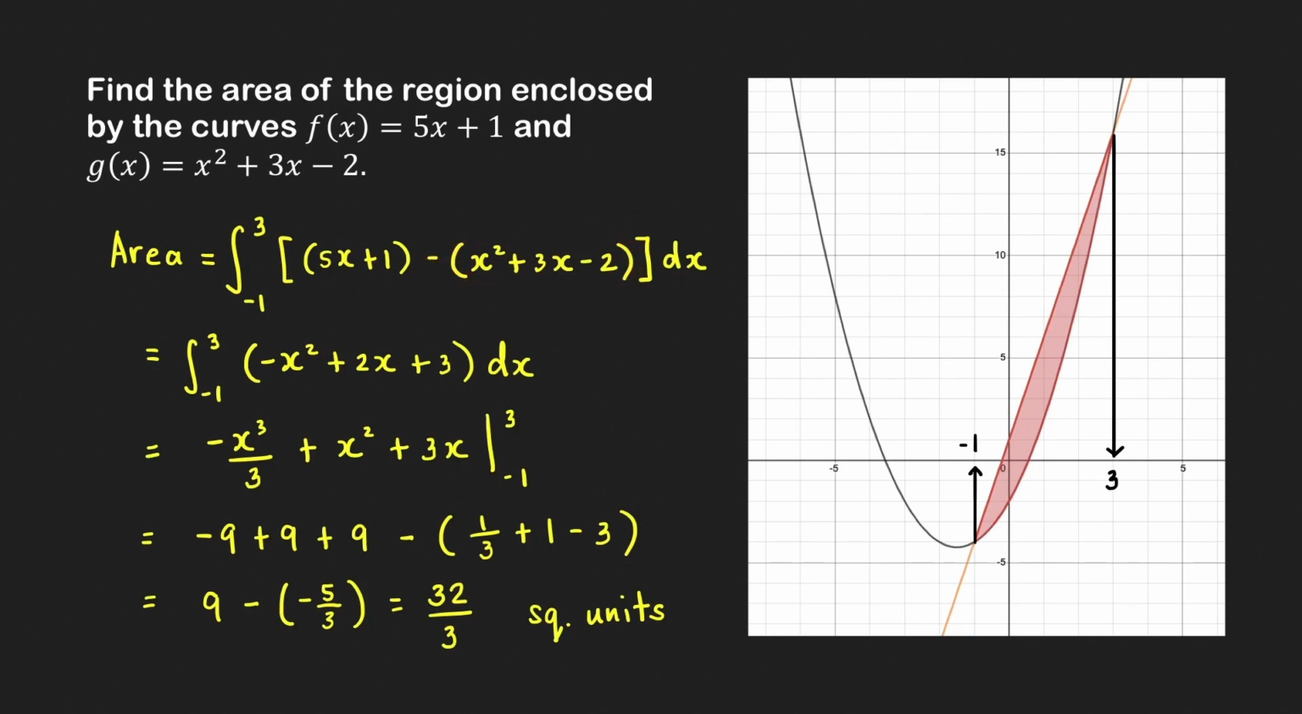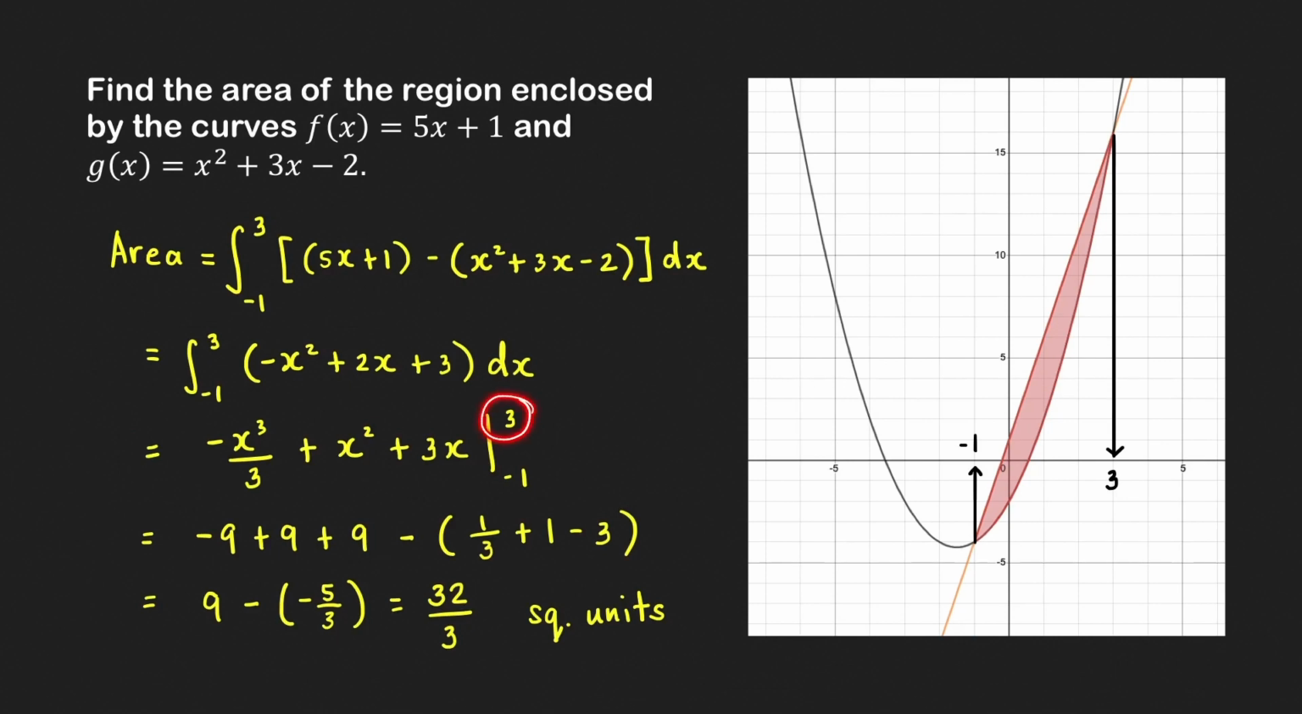Now we simplify first before we find the antiderivative of the integrand. So this one here is minus x squared, and then 5x minus 3x, so that is plus 2x, and then 1 minus negative 2, so that is 1 plus 2, which is equal to 3. And now we find an antiderivative of this expression. We'll get negative x cubed over 3 plus 2x squared over 2, which is x squared, and then plus 3x, evaluated from negative 1 to 3.